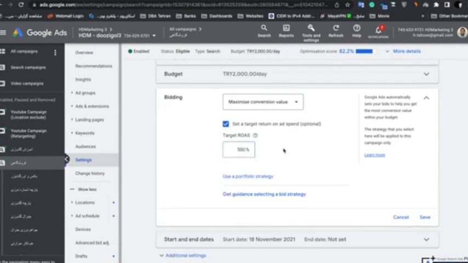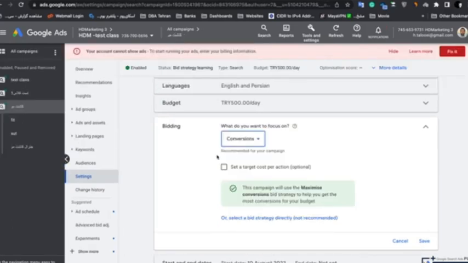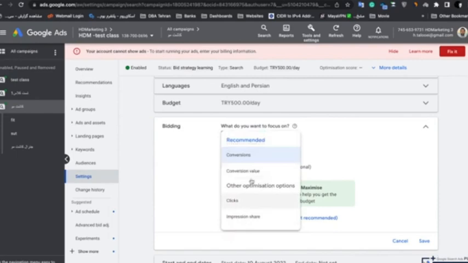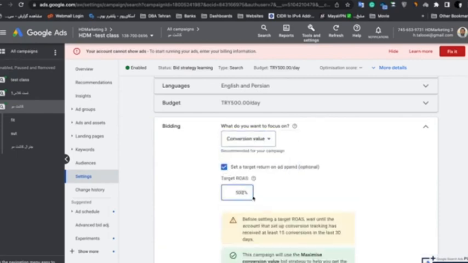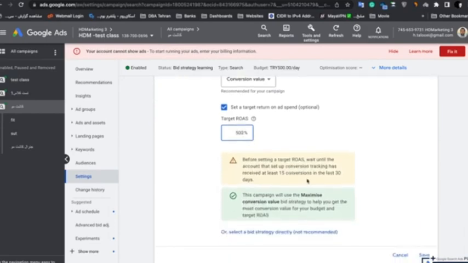Why do I say work on it? I have an example. This is a simple example, but when you do something like this, kids, this tick also hits, for example, it hits 500, right? Oh, sorry, I don't use it that much myself. Here I have a mistake. It says before setting target ROAS, wait until the account has set up conversion tracking and has received at least 15 conversions in 30 days. Kids, in reality, with 15 conversions in 30 days, it can't give you something like this.